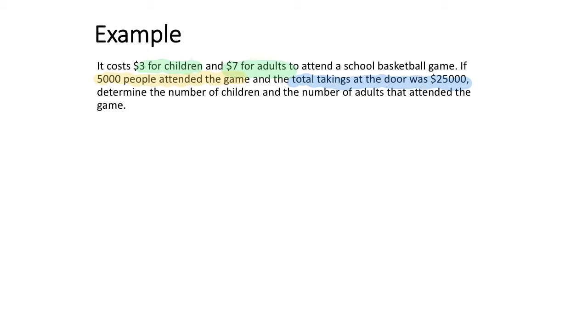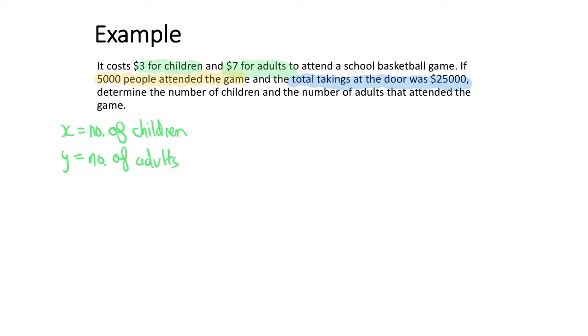So our first step is going to be to define what our variables are going to be. I'm going to use X and Y. So X will be the number of children, and Y will be the number of adults.